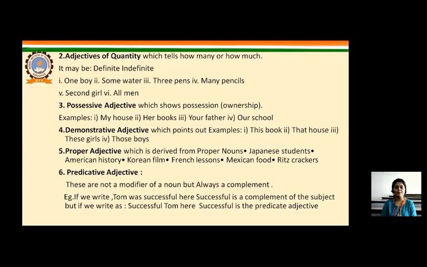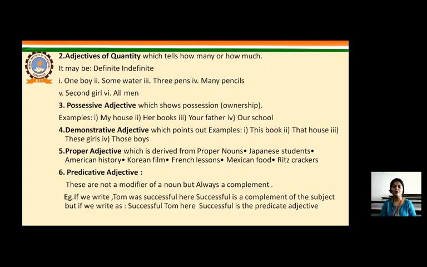So when you are telling about quantity in terms of countable or uncountable, you are mentioning adjectives of quantity. It can be both definite and indefinite. It can be definite when there is a countable noun, and when there is an uncountable noun, it will be indefinite in nature. Like if I'm asking how much water do you have, you will answer I have some water. You cannot count water, no? So in that case it will become indefinite.